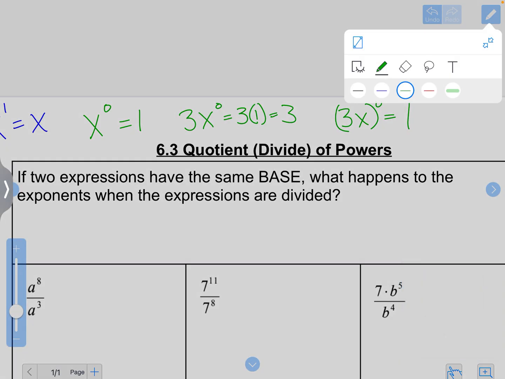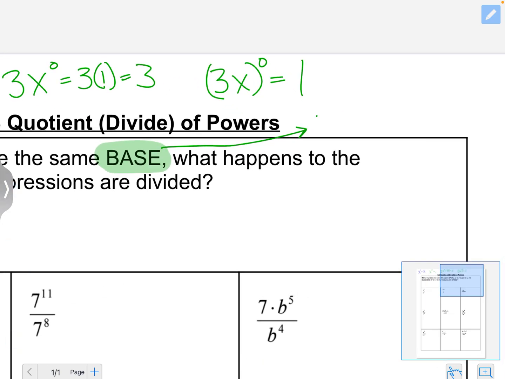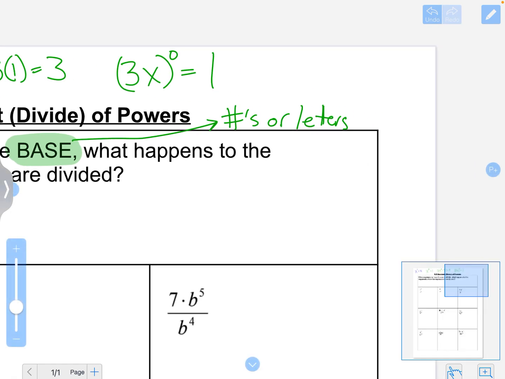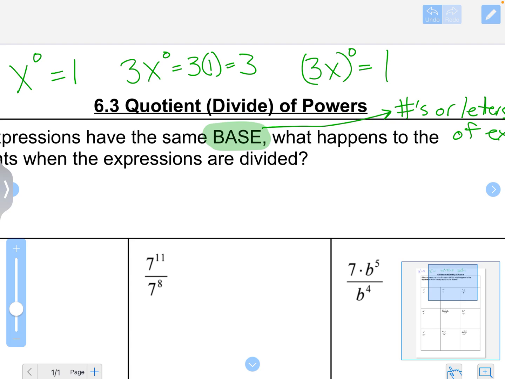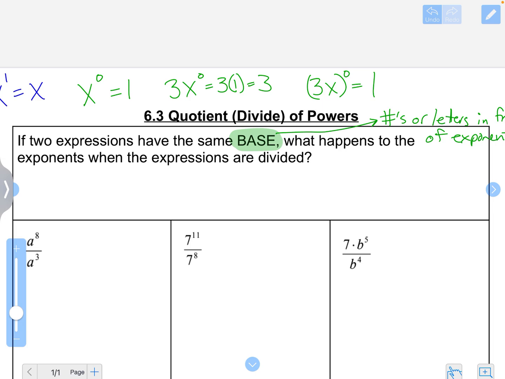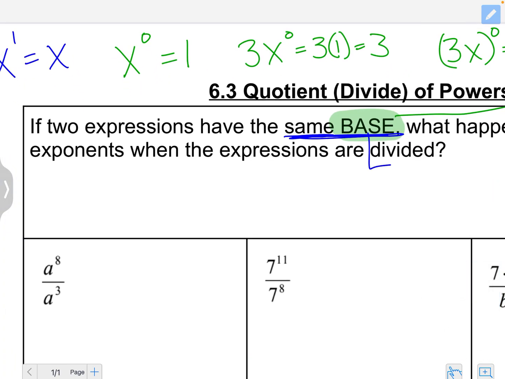So last video we talked about bases. And bases are simply numbers or letters in front of exponents. So a real quick reminder is that when we multiply or divide or do anything with exponents, they have to have the same base. So if they have the same base when we divide exponents, we are going to subtract.